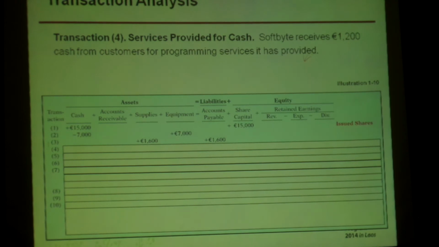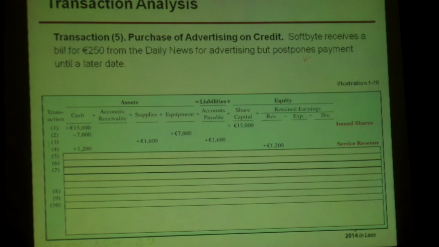So asset increased by $1,200 and credit increased by $1,200. So asset cash increased and on the credit side, what increased? Revenue increase, right? Over here, look at this. $1,200 here, and this one increase under the revenue, retained earning revenue here, 1,200, right? So there is equality in equation, right?